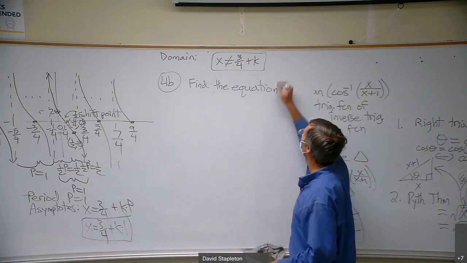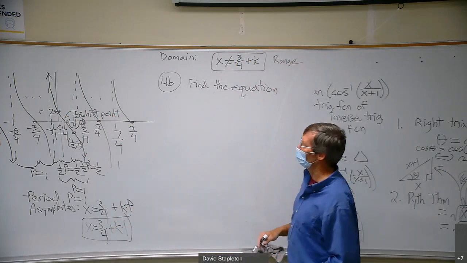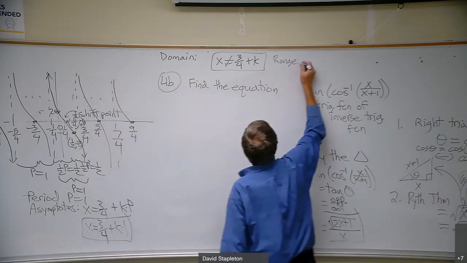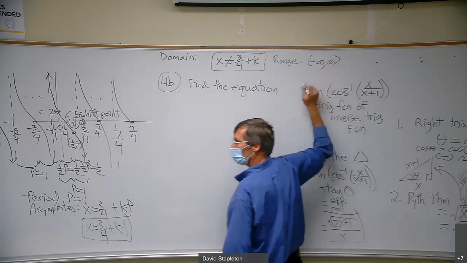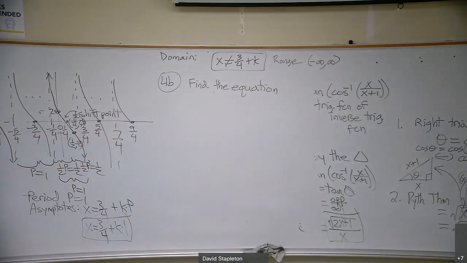It's not defined there. What's the range? You look at the graph and you'll say, what y values can it take on? This one goes up and down forever. So the range of this one is -infinity to infinity. So picture, I guess. So there's that one, because you can get all y values, but you can't get these x values that are asymptotes.